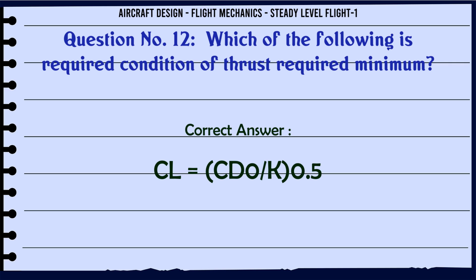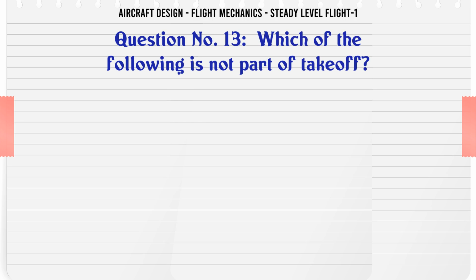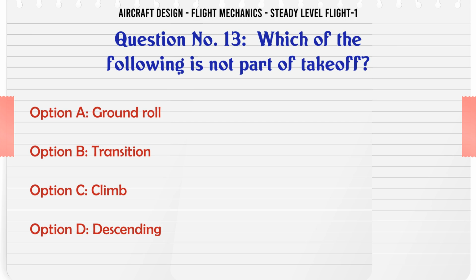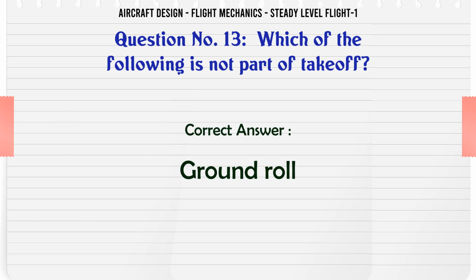CL = CD0/K = 0.5. Which of the following is not part of takeoff? A: Ground roll, B: Transition, C: Climb, D: Descending. The correct answer is ground roll.